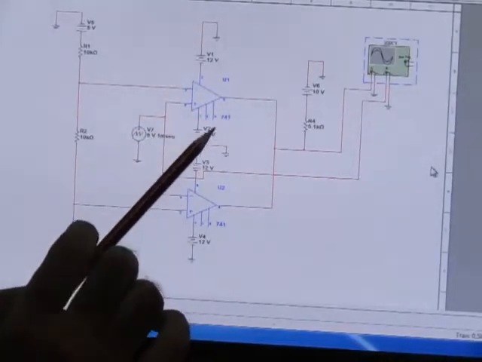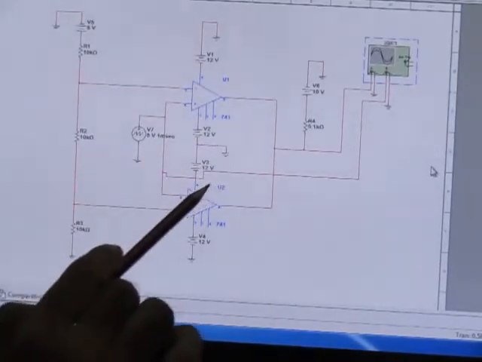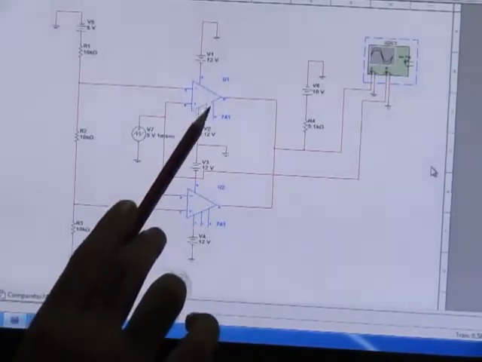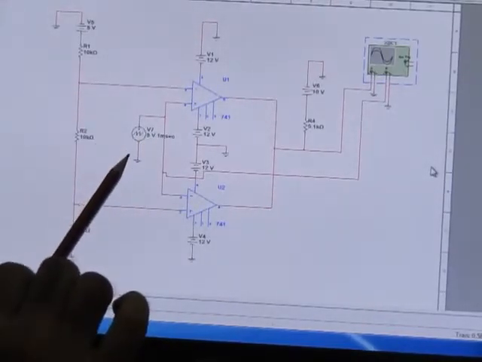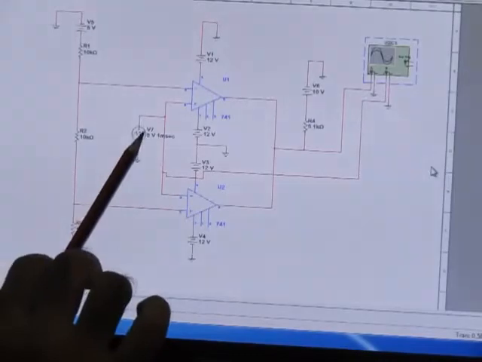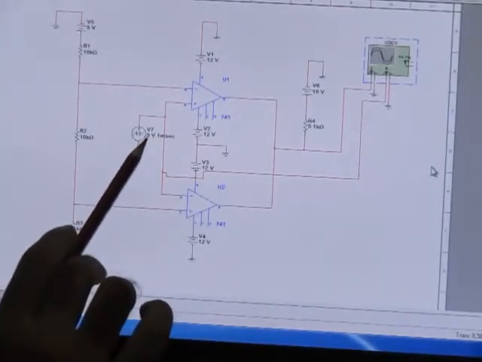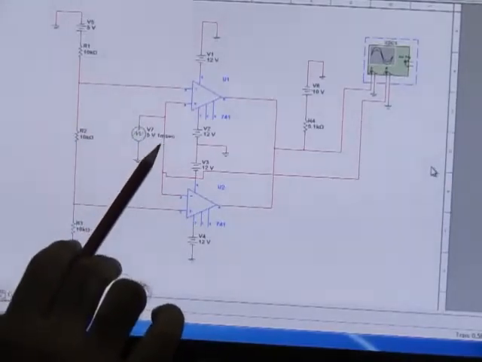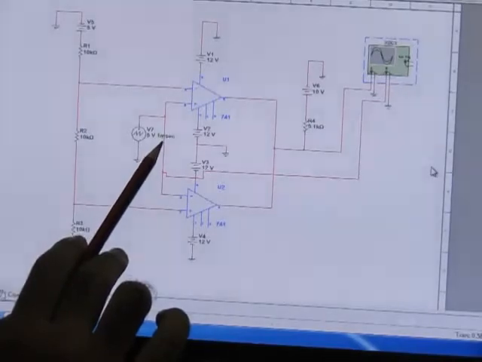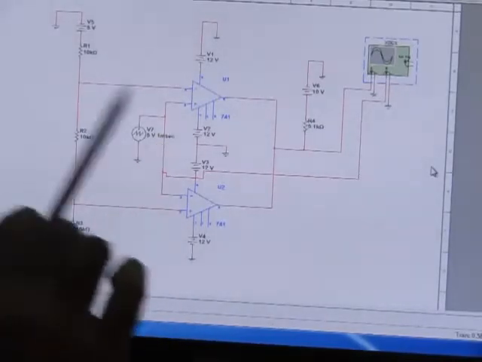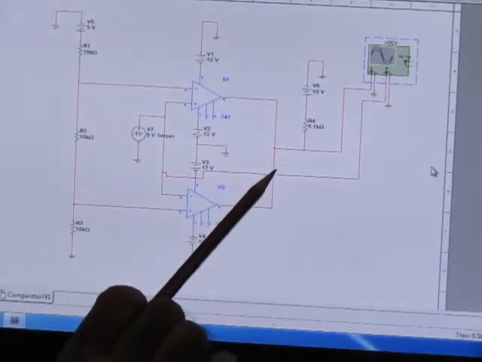That is what we have seen, and along with that for pin number 3 and pin number 2 of the first op-amp and second op-amp respectively, we have applied a triangular waveform of 5 volt and a frequency of 1 kilohertz, or in respect to the time period it will be 1 millisecond, right? So by following this diagram we are going to rig up the hardware circuit.